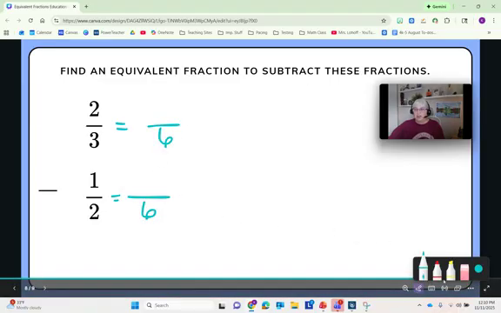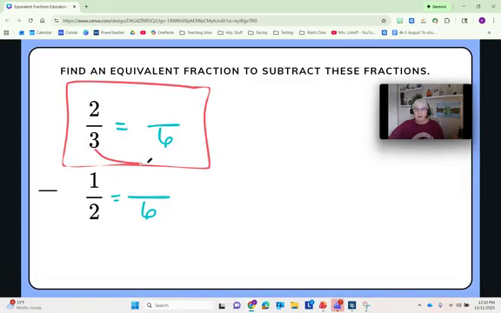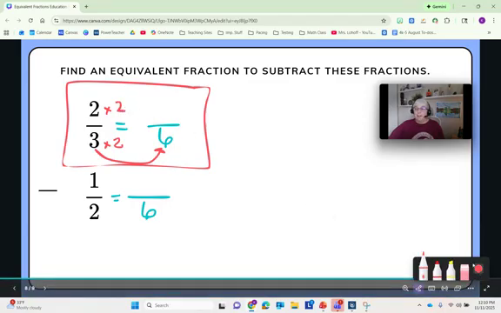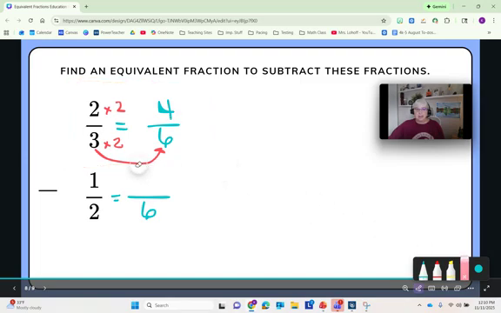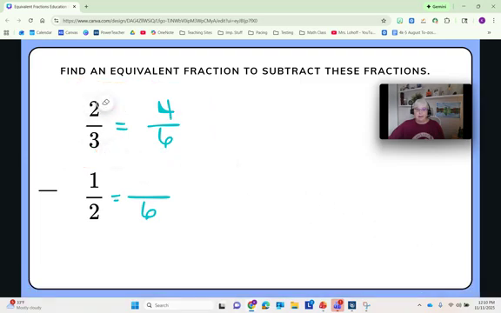So let's change 2/3 into an equivalent fraction where the denominator is 6. Going from 3 to 6, you multiply 3 times 2. I have to then multiply the top times 2. I have to do the same thing to the bottom and the top. 2 times 2 is 4. 2/3 is the same as 4/6.